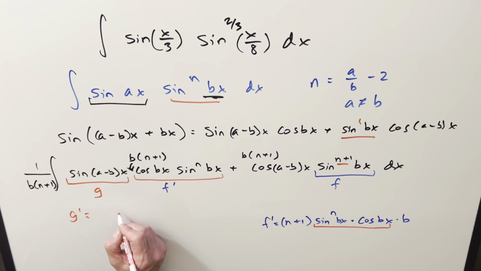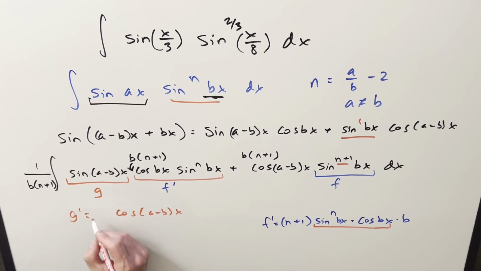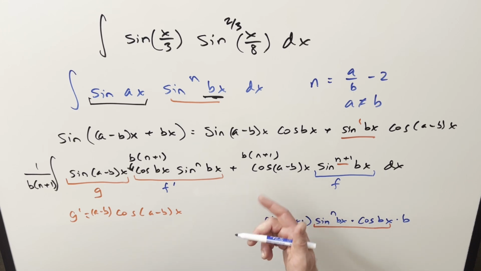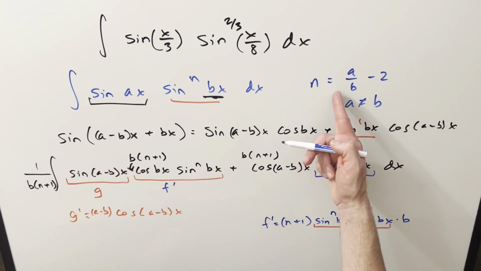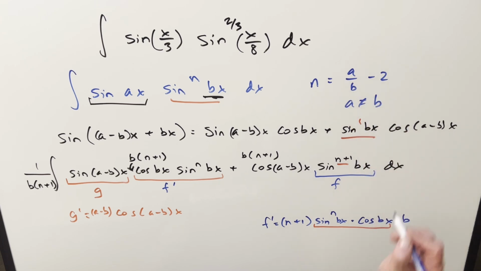This thing is going to become cosine(a minus b)x. Then the a minus b is going to pop out front as a constant. And then notice this looks a lot like this, but at this point, I don't really want this n in it. That was just kind of a placeholder. We already know n. We have n in terms of a and b. So let's come over here.